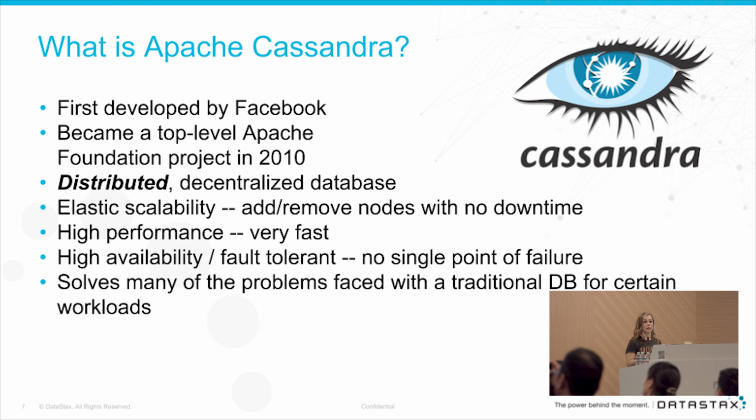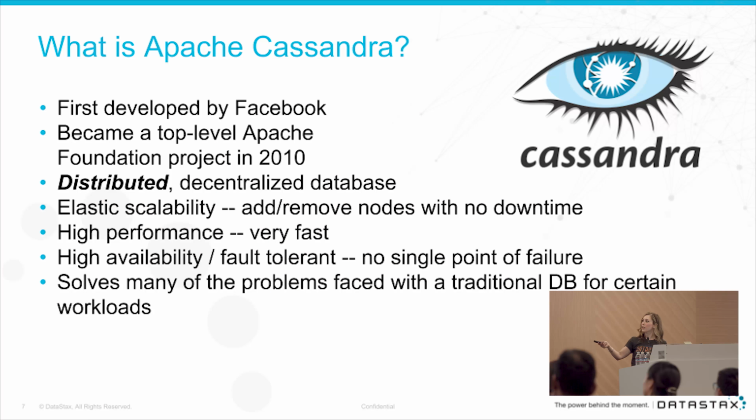So here's the key. It is a distributed, decentralized database. These are the key words that you need to keep remembering. So it's elastically scalable. You can add and remove nodes with no downtime. It has very high performance. It's very fast. It has high availability and fault tolerance. There is no single point of failure. And we're going to talk a little bit about that here in the next couple of slides. And it solves many of the problems that you might face with a traditional database for certain workloads.